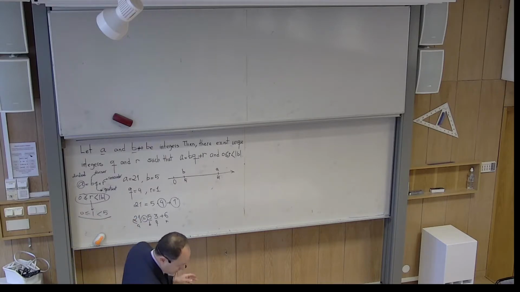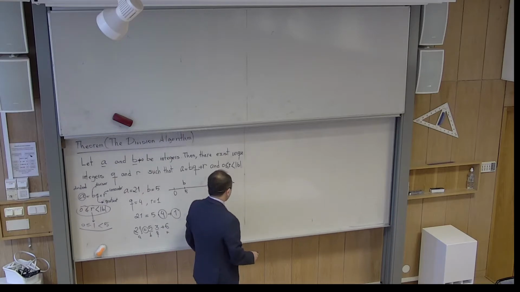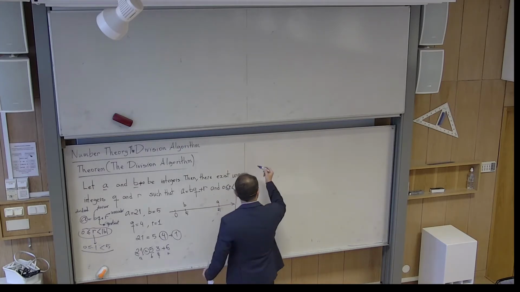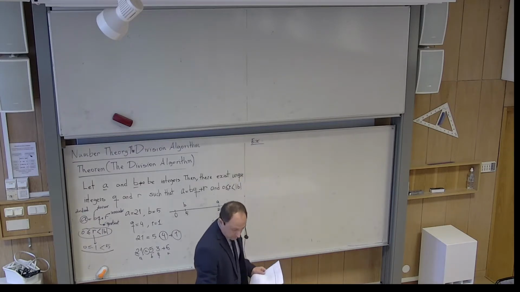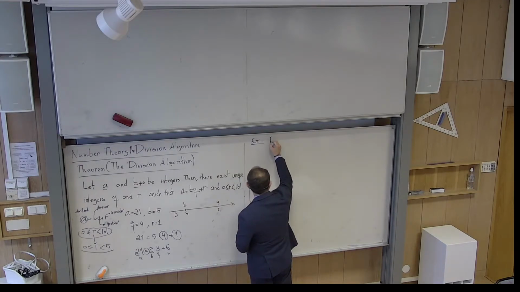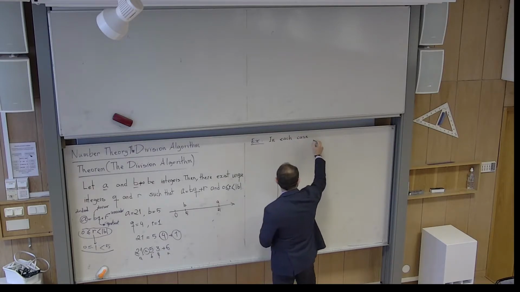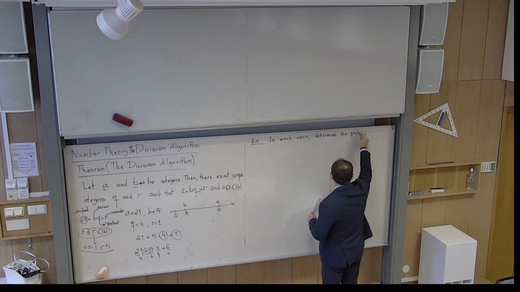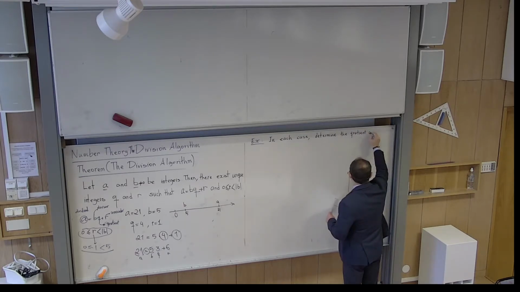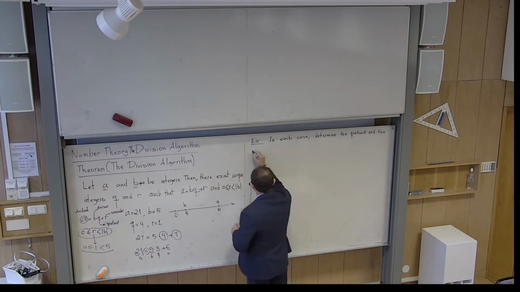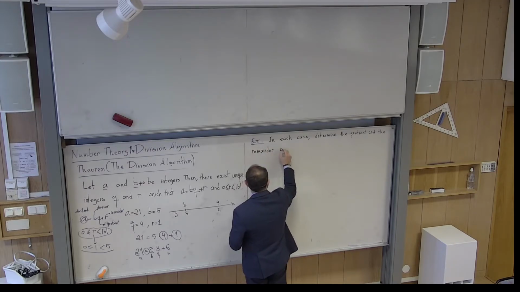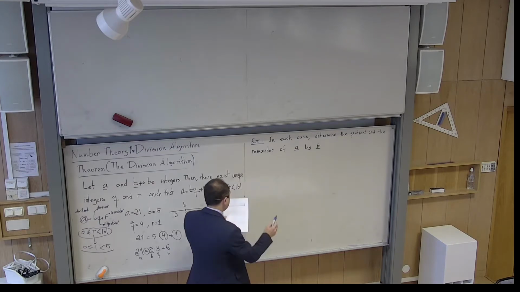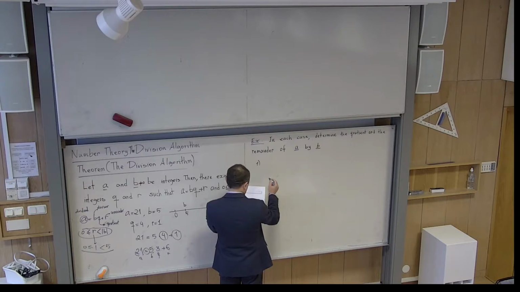That's the convention. So to practice this one, let me also give you some examples. In each case, determine the quotient and the remainder of A by B. Yes? It's actually a simple example, but I would say it is necessary. So I would write some parts for you. 1, 2, 3, 4, 6.